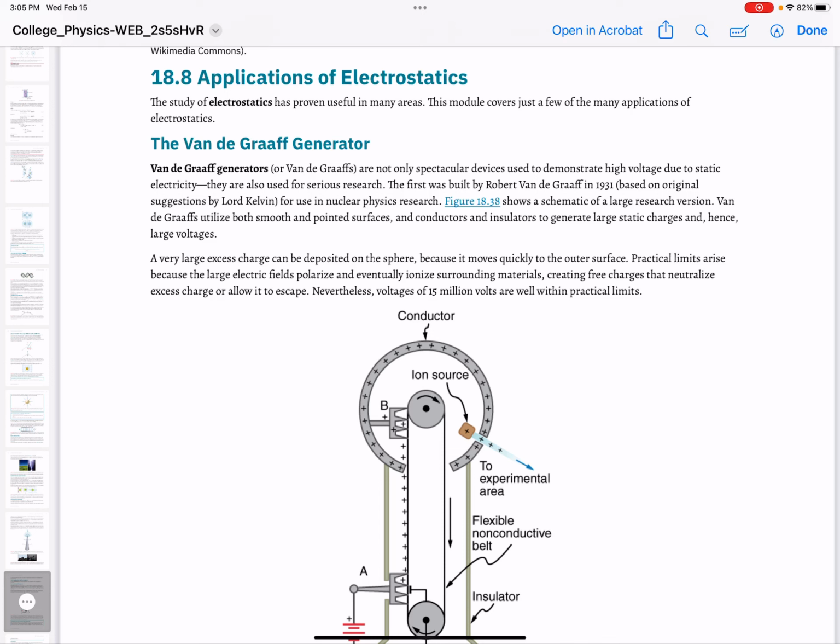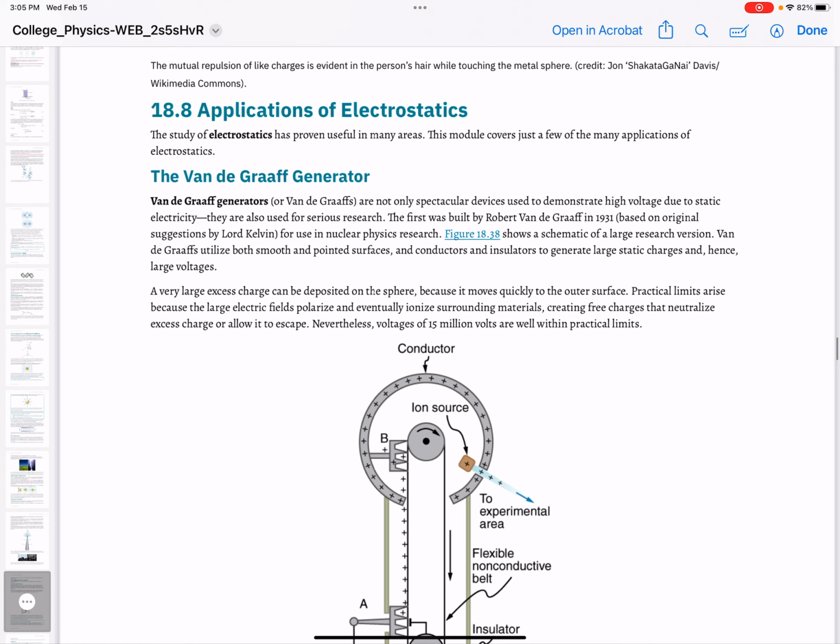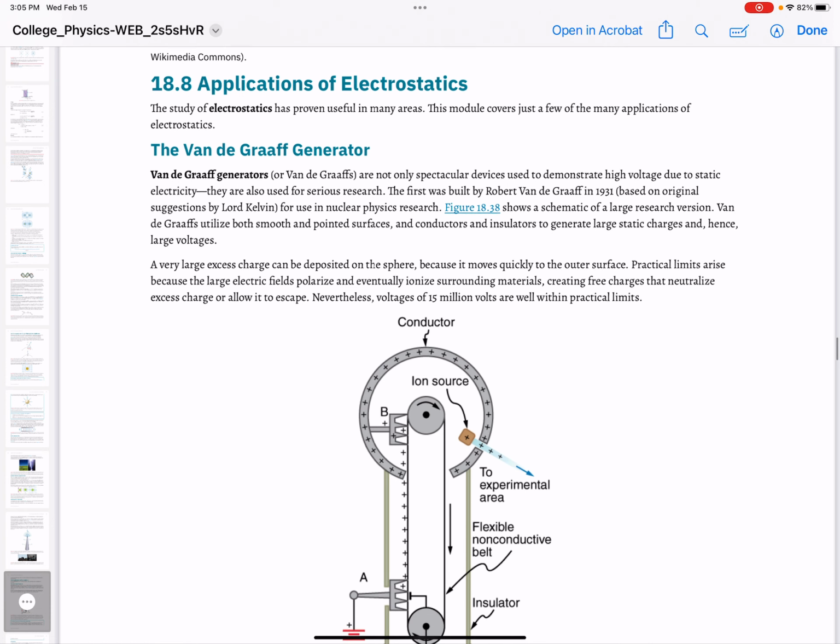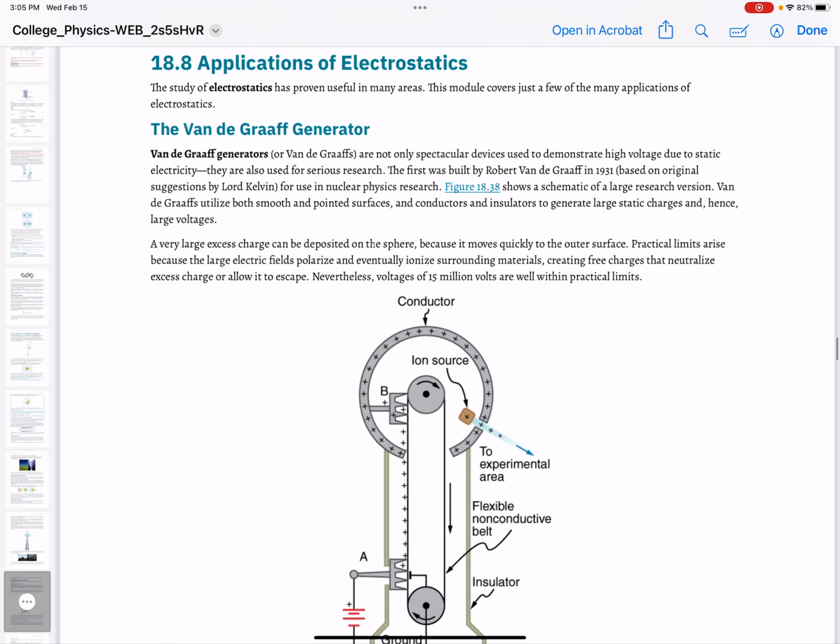Okay, so this would be a lecture that requires a lot of drawing. I don't want to do a lot of drawing, so we're going to go with 18.8, applications of electrostatics. We're just going to do that. We're going to enjoy this little bit. I don't have to write out so much. So let me get to where we've got our stuff here.